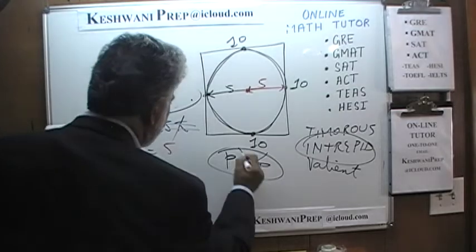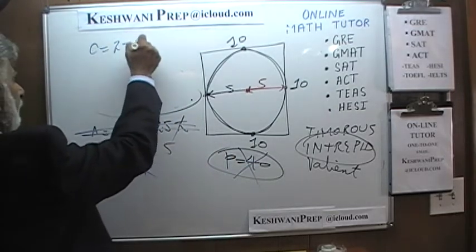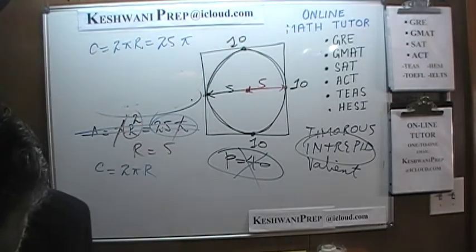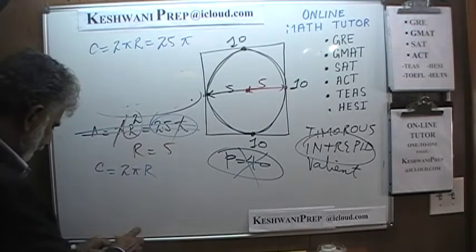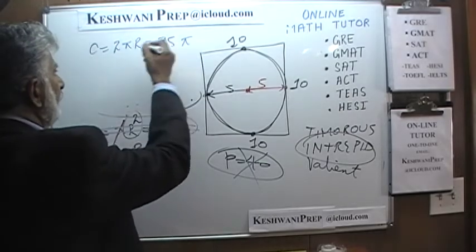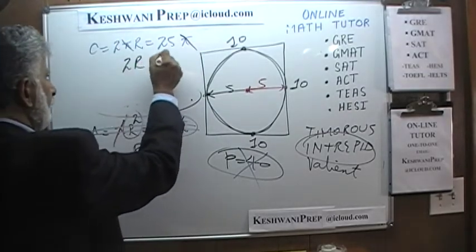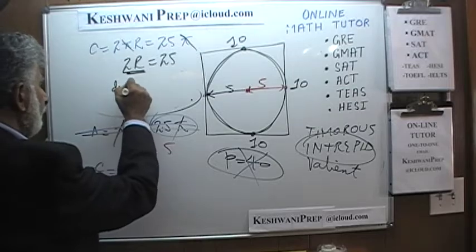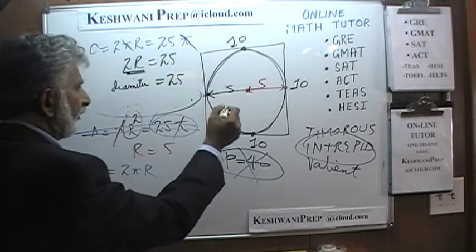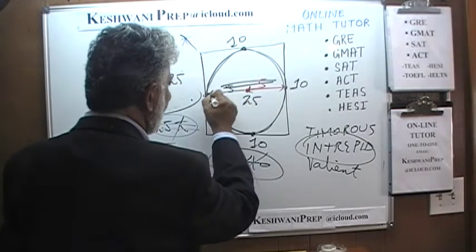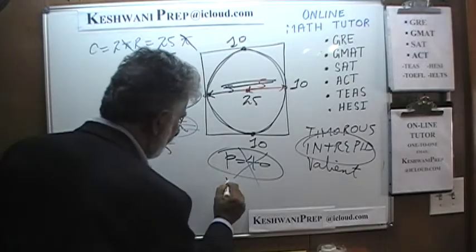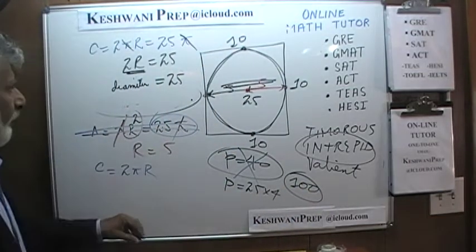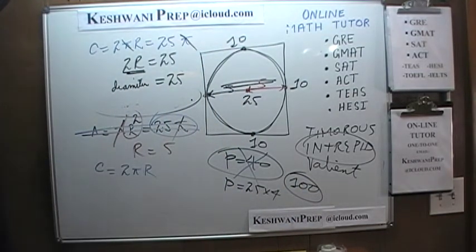Let's start again. This is wrong. Circumference is equal to 2 pi r, and we are told it is 25 pi. So if you divide both sides by pi, pi is going to drop out, and 2 times r equals 25. 2 times r is the diameter. Diameter is 25. The diameter from here to here is 25, and therefore the perimeter is going to be 25 times 4. The perimeter is equal to 100. Oh boy, let's do the next one.